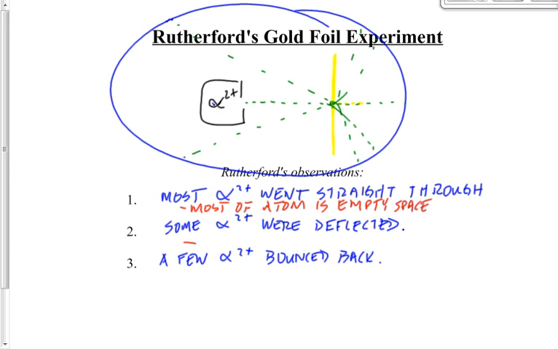Specifically? Not that specific. A positively charged object, right? So there's got to be something in the middle that's positive. There's got to be a small positive nucleus in the middle.